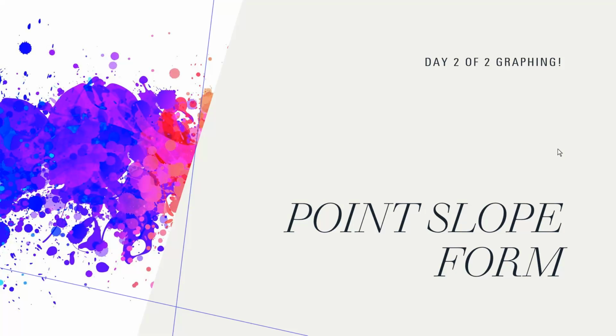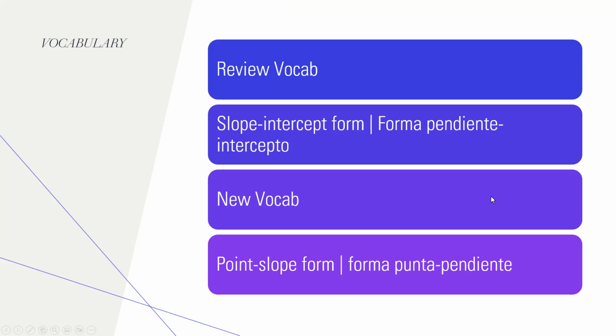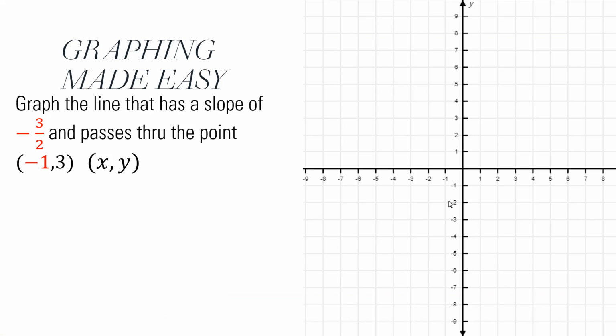We're actually going to spend another day on this as a touch-up because of the rally schedule, so we're going to spend one more day here before we move on. Alright, let's continue. We had the warm-up. We're going to go to vocabulary, review the vocabulary, then discussion, classwork, and conclusion. The review vocabulary is slope-intercept form, the previous form we were working with, and the new vocab is still point slope. Let's try to get more used to that.